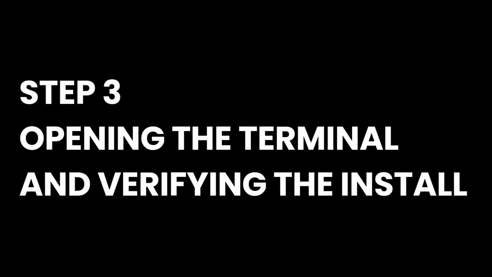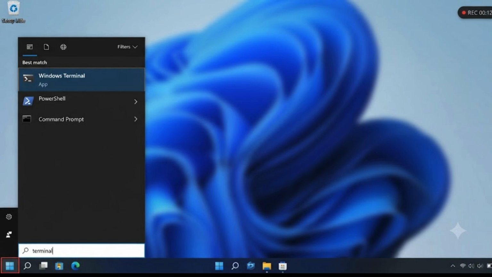Step 3. Opening the terminal and verifying the install. Now we need to open a terminal to actually talk to Ollama. On Windows 11, the easiest way to do this is to click the Start button or press the Windows key on your keyboard and simply type the word Terminal.